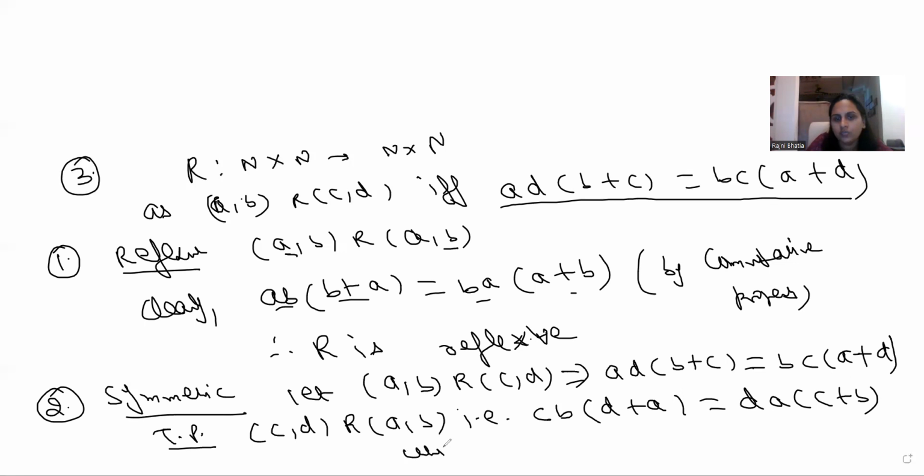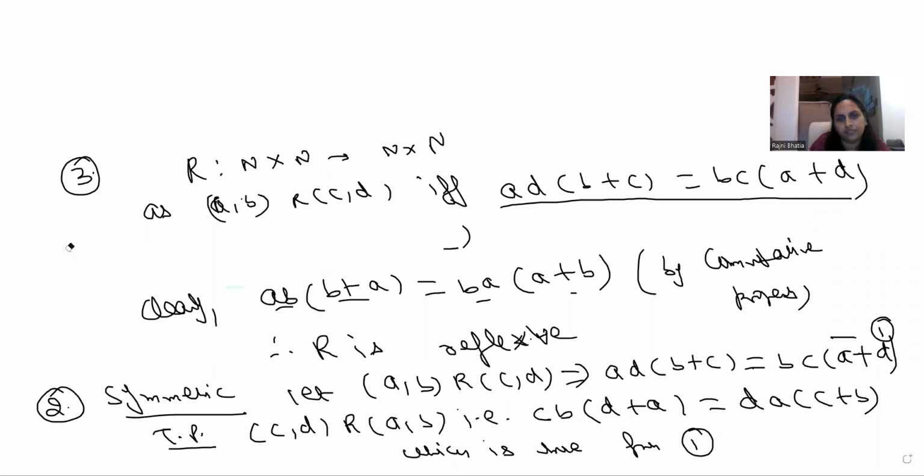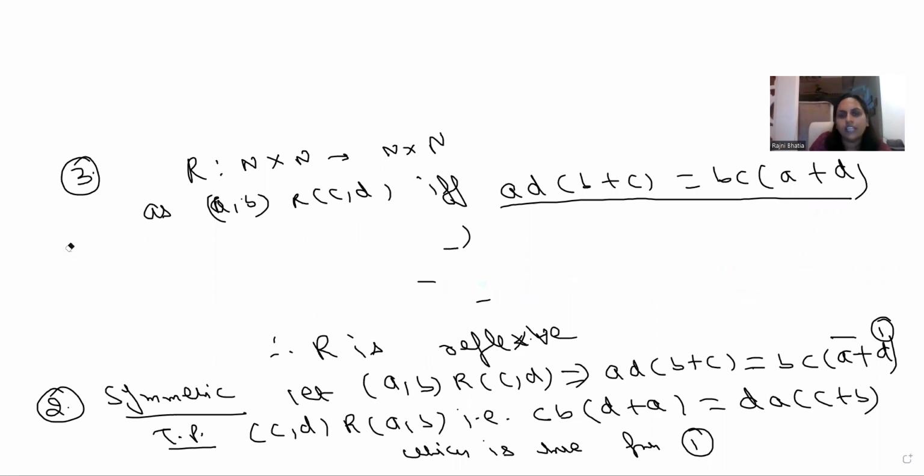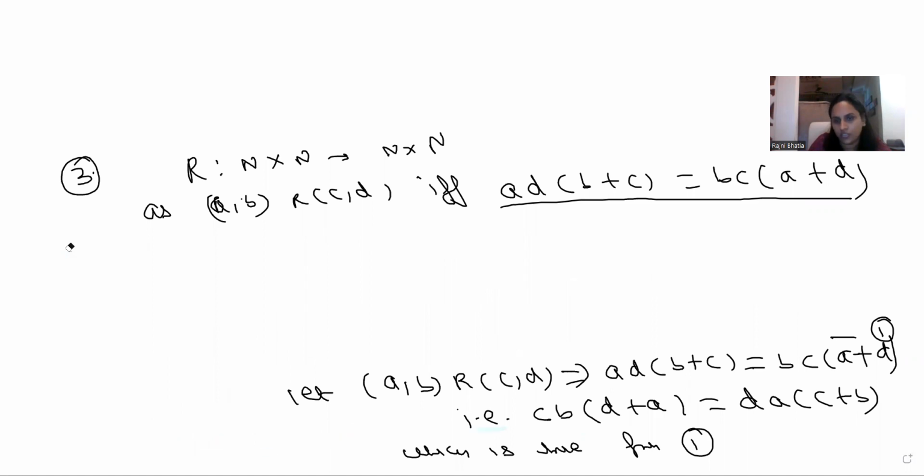which is true from 1. This will mark as 1. So this is true from 1, and therefore we can say that our given relation is symmetric. Now its transitive part is a bit different. Like in first question, we added both the results. In second question, we multiplied both the results. Now let's see how we can prove the transitive part of this question.